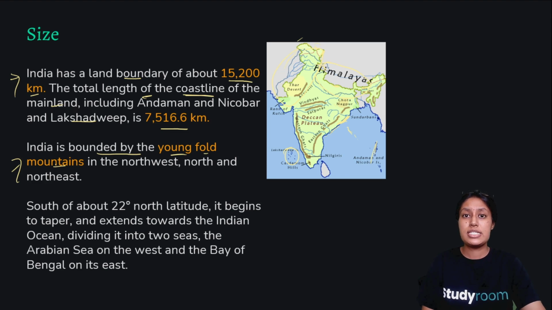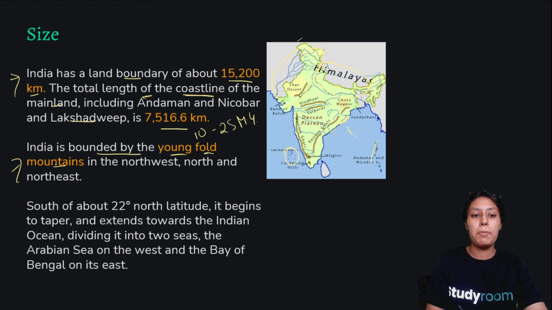Why do you think they are known as young-fold mountains? Because their age is not much. They are just 10 to 25 million years old. I know that's a lot for a human, but for mountains, they are very, very young, and also they have steeper slopes and deeper valleys. That's why they are known as the young-fold mountains.